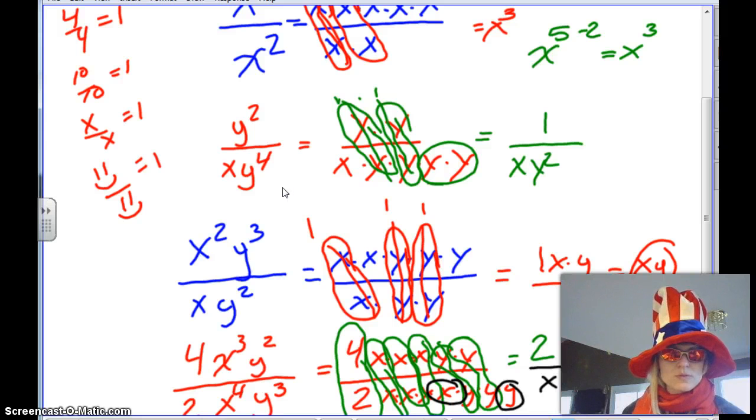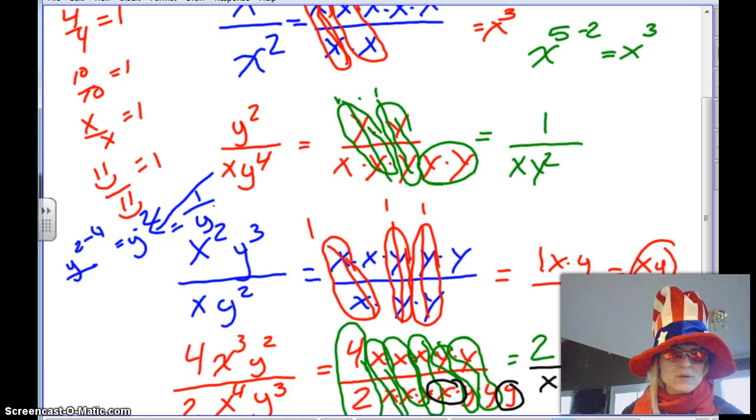But when I look at this rule here, let's do it down here. I have y, and then my a is 2 minus my b, which is 4. So that's going to give me y to the negative 2, which means I need to have 1 over y squared, and then I have that x in there, which I get the same thing here too.